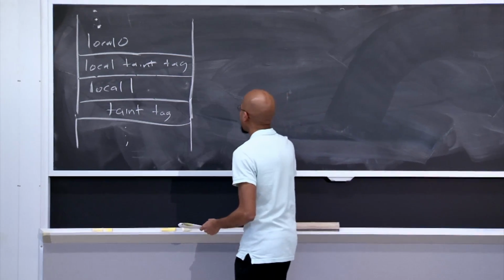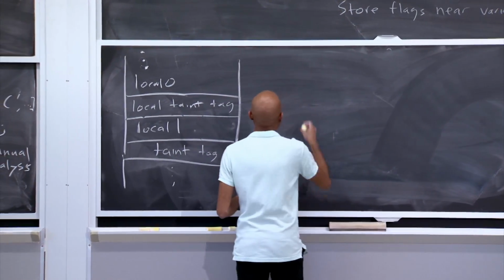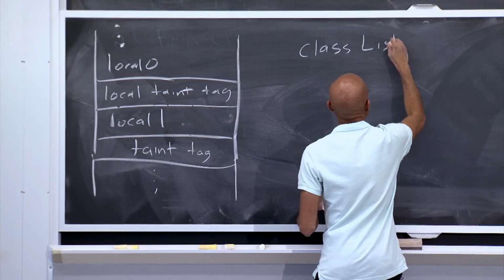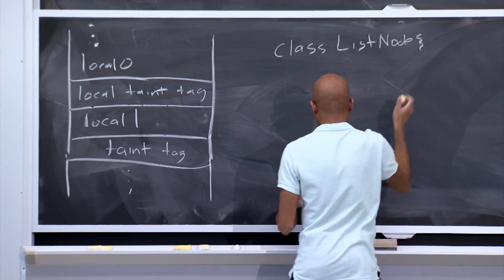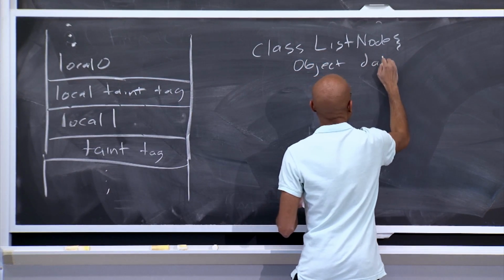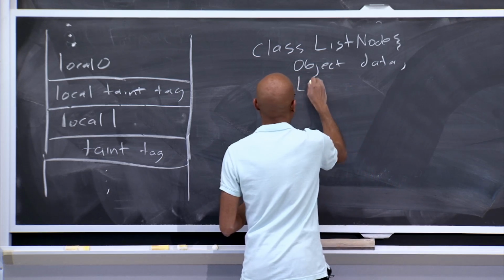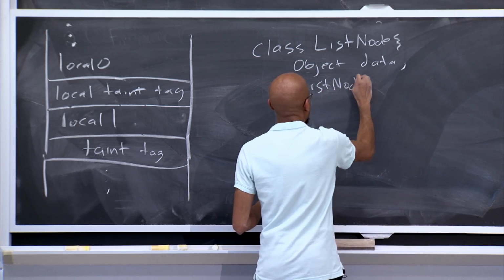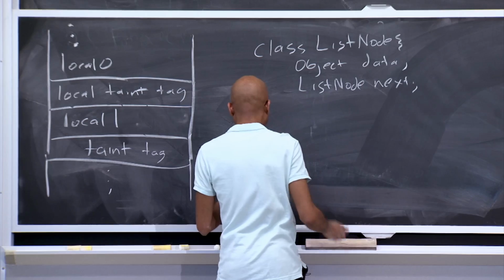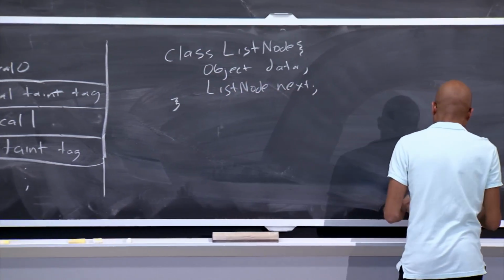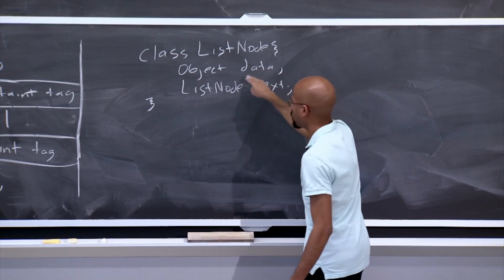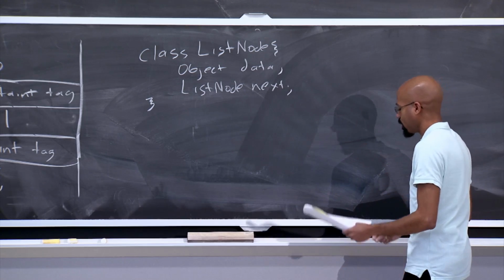So imagine that an application is going to implement its own linked list class. So it's going to define some simple class up here, call it list node. Maybe it's going to have an object field for data, and then it will have a list node object, which represents the next thing in the linked list. So suppose that the application assigns some tainted data to this field here, right? Some sensitive data derived from the GPS or whatever.